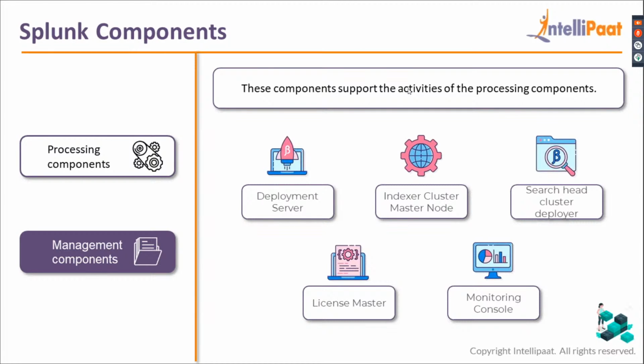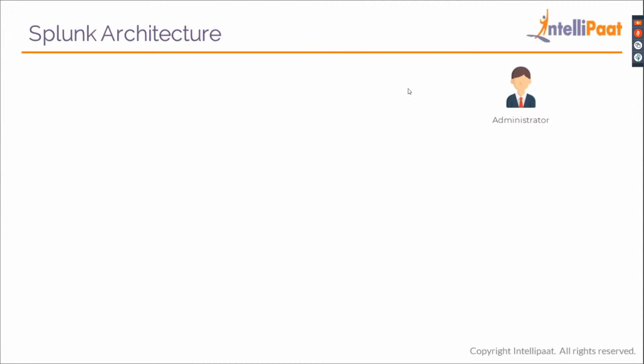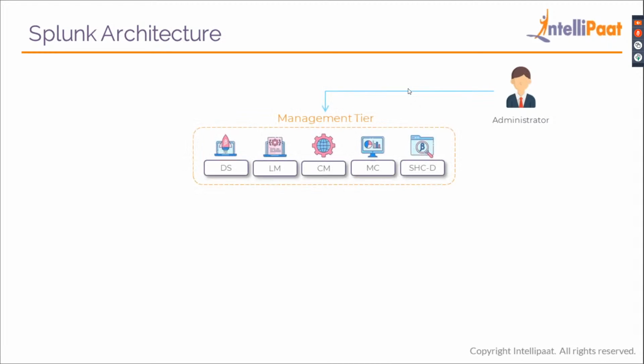Now let's look at a diagram so you guys will get a better idea of how this is formed. Suppose you are the administrator. There's an administrator, and this administrator will be managing the management tier. We just saw the managing components, right? You have your deployment server, your license master, your cluster master node, your monitoring console, and your search head cluster deployer. These are part of the managing tier, and they're all managed by the administrator.